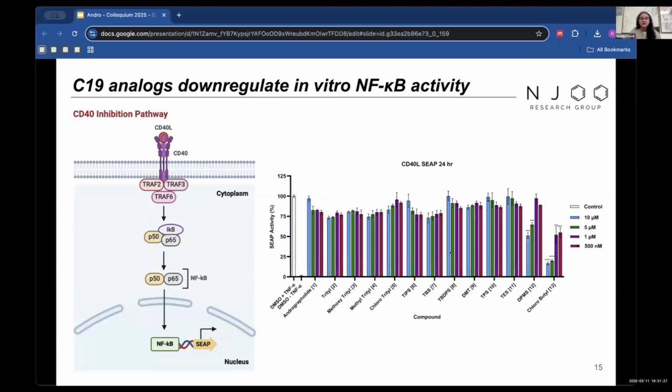And then this assay, the CD40 SEAP assay, functions very similarly to the assay I previously mentioned. Upon CD40 activation with the CD40 ligand, the NF-kappa B pathway is triggered in the cell, driving the expression of SEAP. And so in this assay, we saw quite consistent results, where compound 13 exhibited dose-dependent SEAP activity.